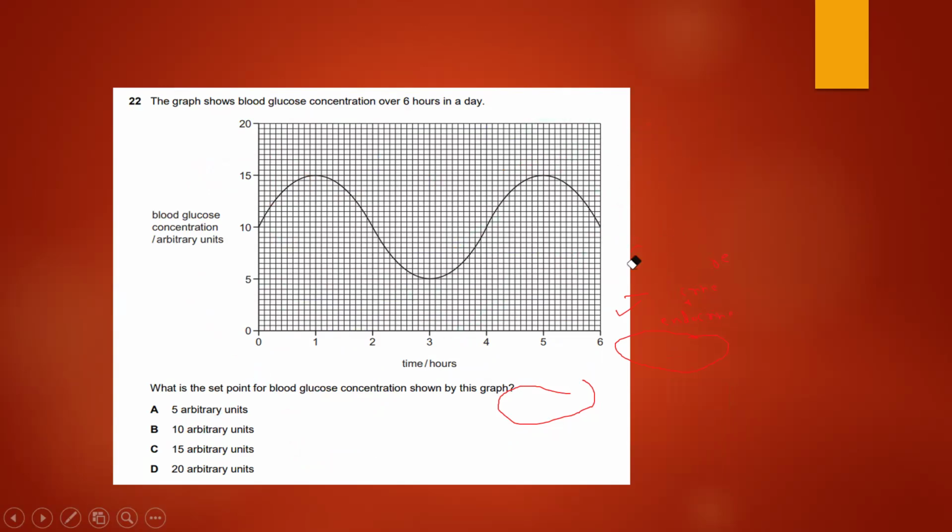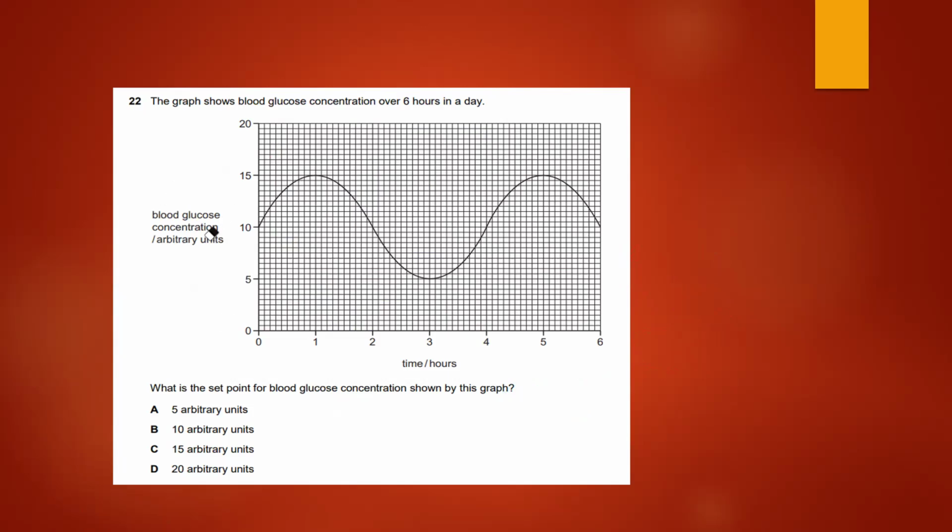And in this way, when there is a low level of sugar in our body, it is fulfilled again. Now the cells are getting the glucose again. So this is called homeostasis, negative feedback. And now this is the past paper question, which is related to the glucose concentration.